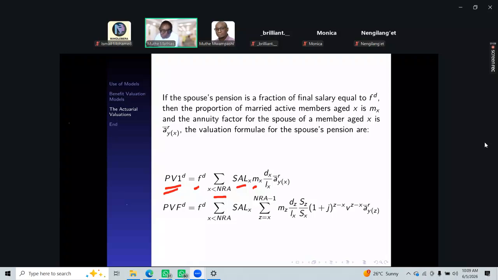So that is why you can see that here we are multiplying the proportion of active members who are married at that point, right? And then, of course, we are multiplying with the probability that a member who is age x will die during that year. And then we have this annuity. So you can see the annuity here is a function of x, because we can define the age of the spouse like this, because we assume the spouse will be younger, right?